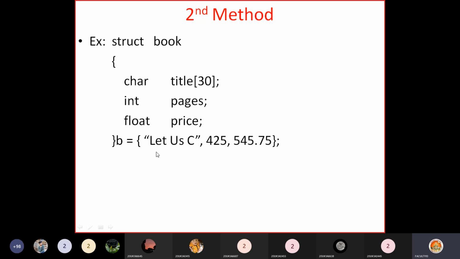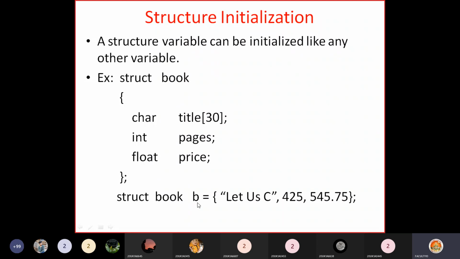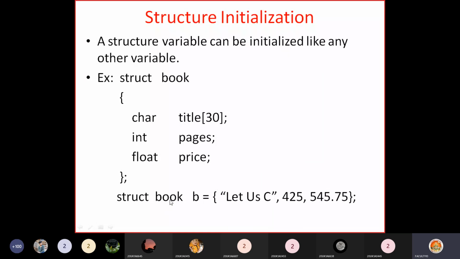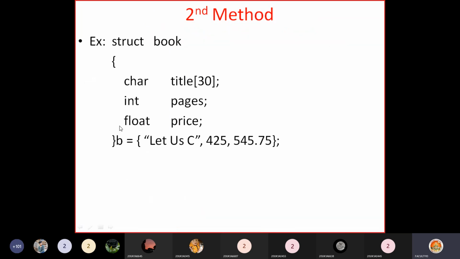So what is the advantage here? In the first method, you need to define the structure variable separately. See here, struct book B equals. That means the entire structure name you need to write again, and then supply the values. Instead of writing it again in a separate line, you can define the variable here itself after the closing brace, declare the variable name and supply the values. Finally, you end this with a semicolon. This is also allowed. We can follow any one of these methods based on our choice.